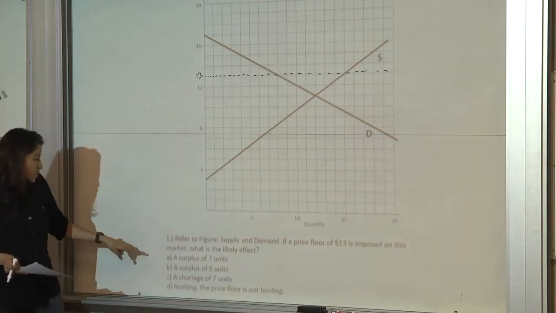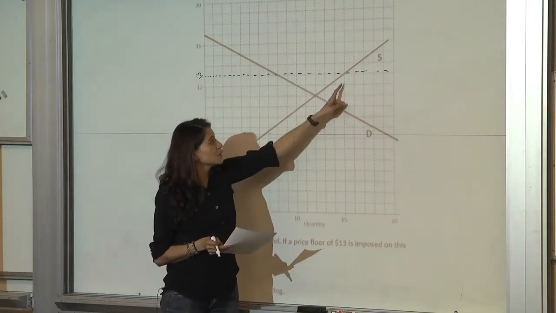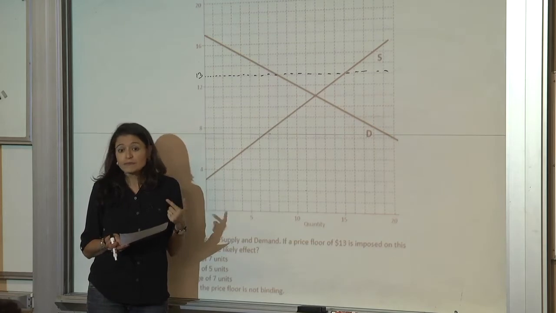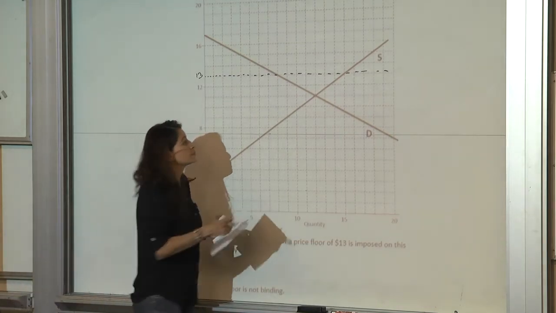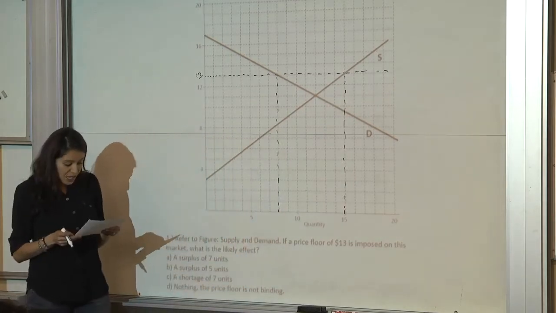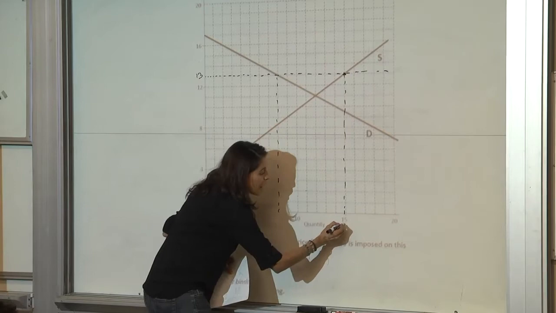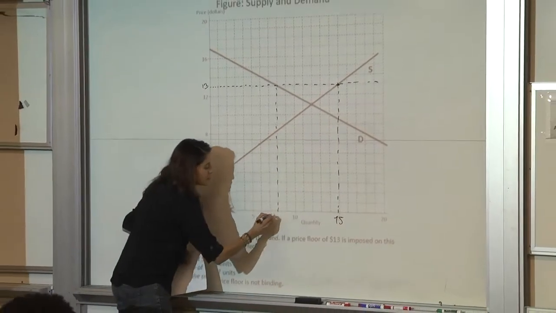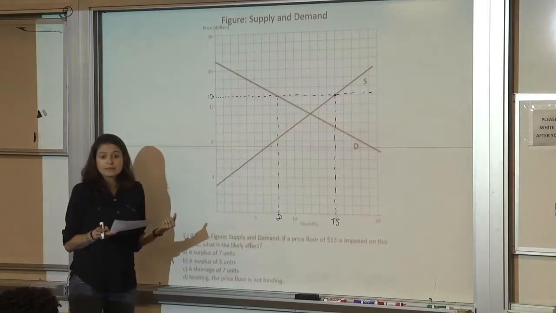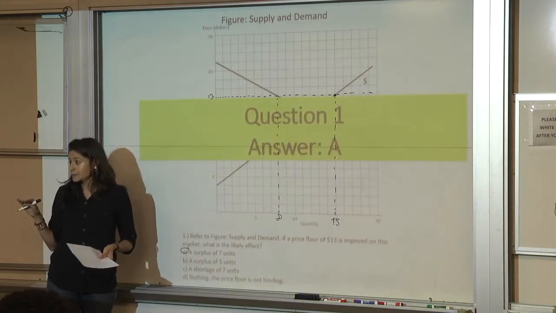So then the question asks you, what is likely to be the effect? What happens here? At this price, the quantity supplied is higher than the quantity demanded, right? What is that? Surplus, okay? So we are going to find a surplus. We find the quantities in the supply and the demand function associated with that price floor. In this case, because this graphic is very easy, the quantity supplied is going to be 15 and the quantity demanded is going to be 8, okay? So the surplus here is 7 units. And my answer is A, okay? Is everyone with me? Good.